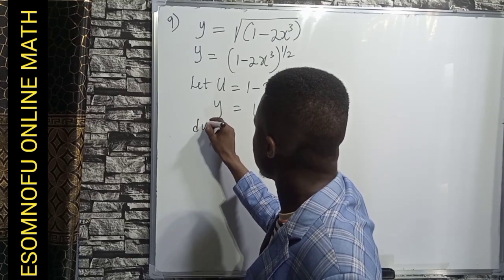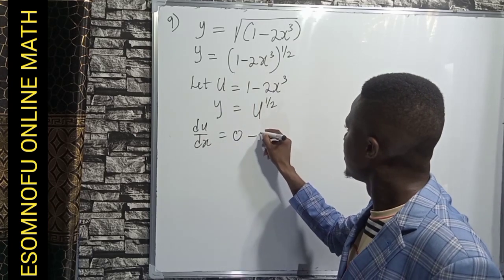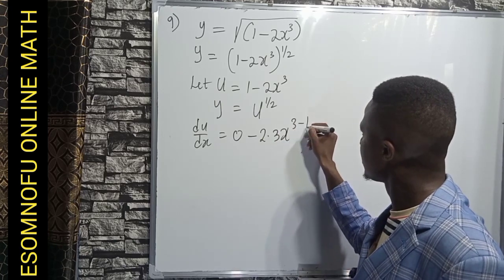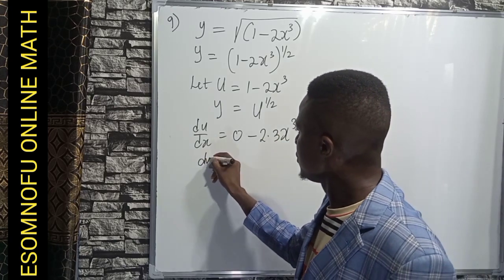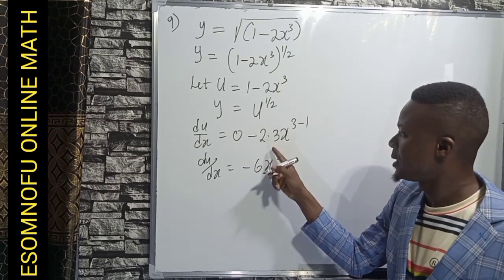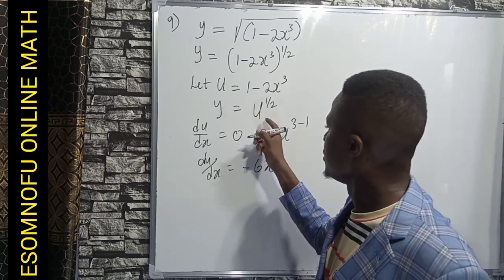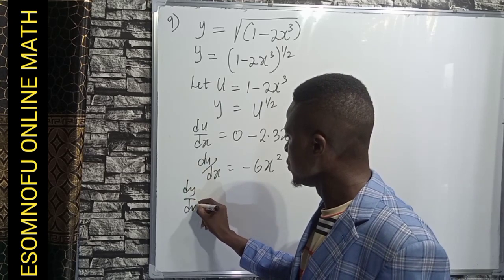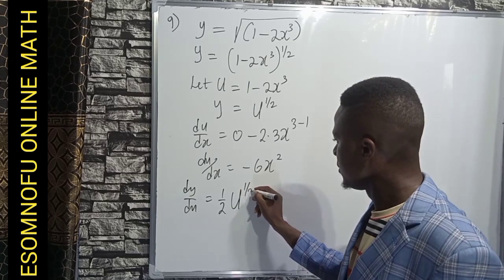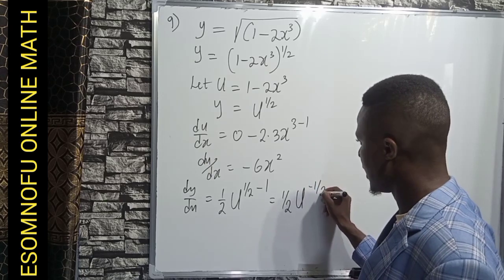So du dx is, if I differentiate, 1 is 0, 2 is already here. When 3 comes here, it becomes 3 minus 1 as usual. So that du over dx becomes minus 6x to the power of 2, because 2 times 3 is 6, a negative value, and 3 minus 1 is 2. Now let's go for dy du. For dy over du, you will have the half coming to the back, the same power, minus 1.